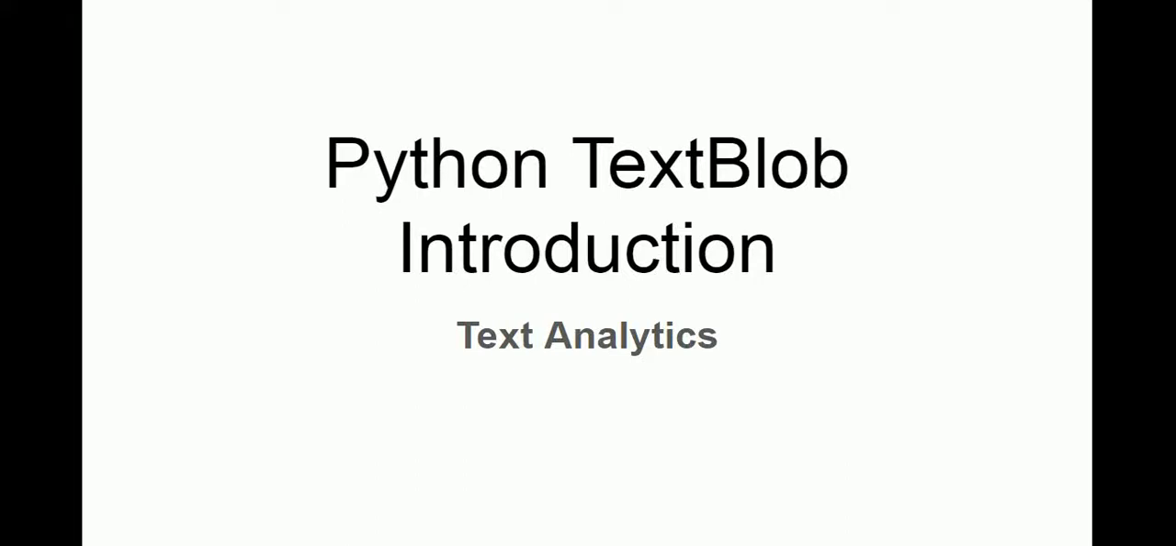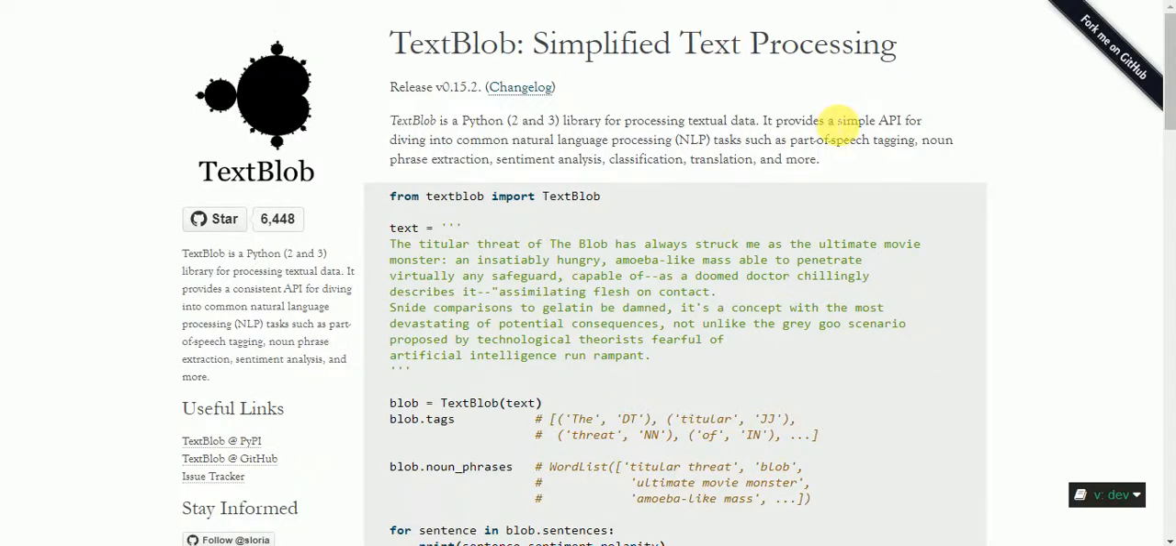In this video we will be exploring Python's TextBlob library. In our previous video we saw instructions for installing Jupyter Notebook along with Anaconda, and we also installed the TextBlob library. In this video we will start with the TextBlob library. So what is the TextBlob library? According to their official documentation, TextBlob is a Python 2 and 3 library for processing textual data. It provides a simple interface for common NLP tasks such as part of speech tagging, noun phrase extraction, sentiment analysis, and much more. We will be exploring these tasks.